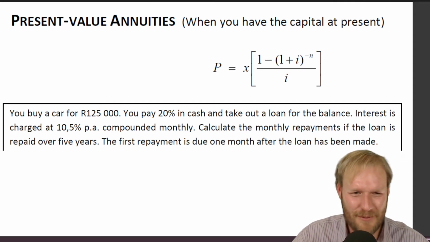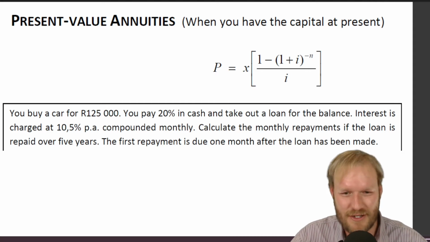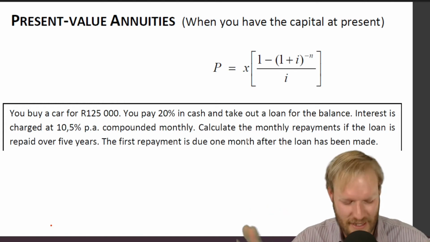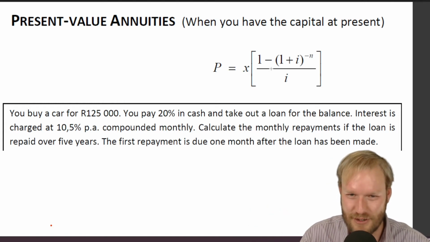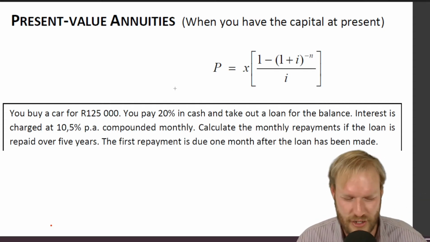So with our present value annuities, we've got a new formula, right? It looks kind of similar to the one that we just had before, and that is P equals X and all of this stuff. Now the difference is it's 1 minus, and it's a minus N. But let's just jump straight into an example and go for it.